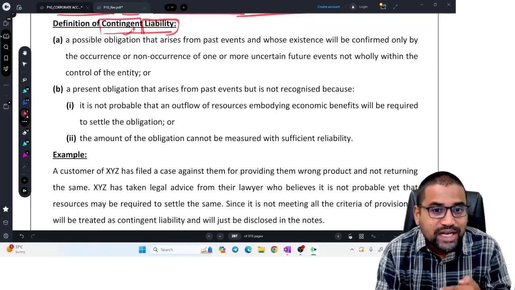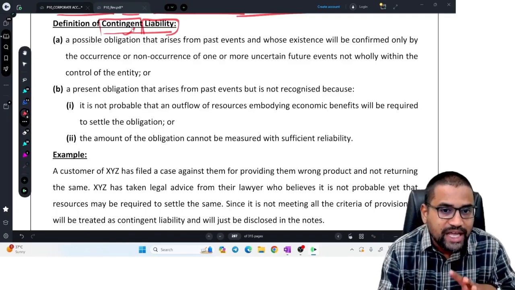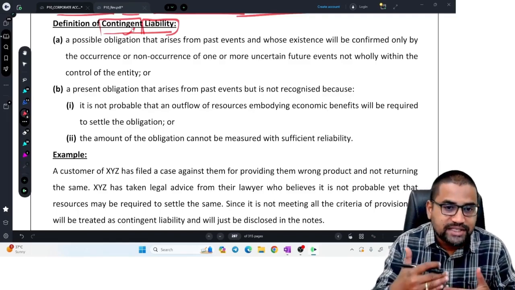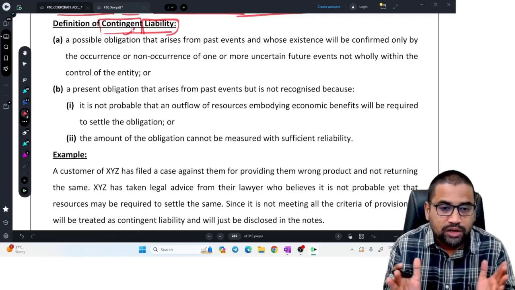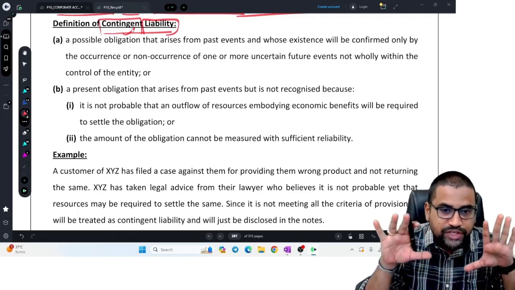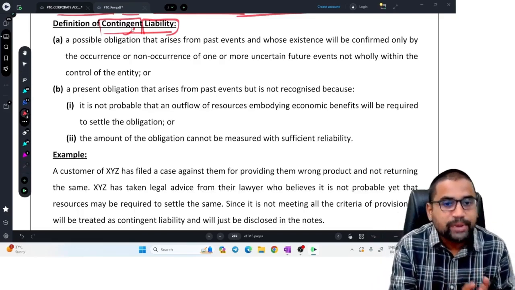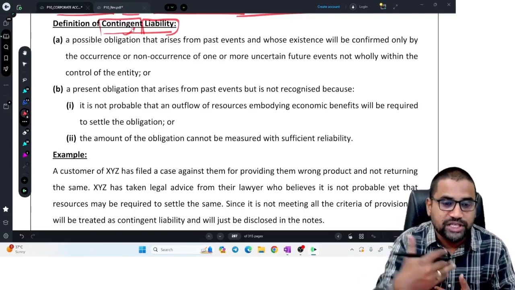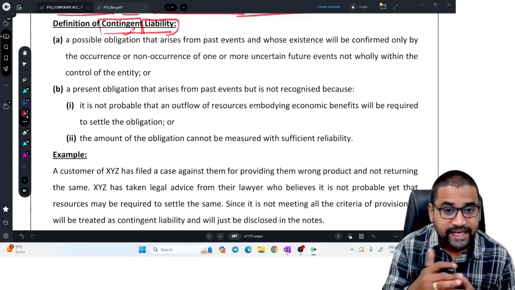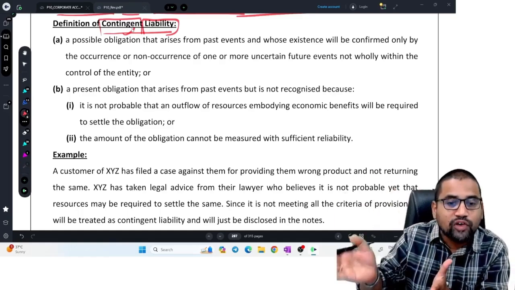So that's why, what is contingent liability? Contingent liability actually has two parts. It is defined in two ways. A contingent liability may come because of these two. First, it is not a present obligation; it is a possible obligation. Second, it is a present obligation, but it does not result in outflow of resources.